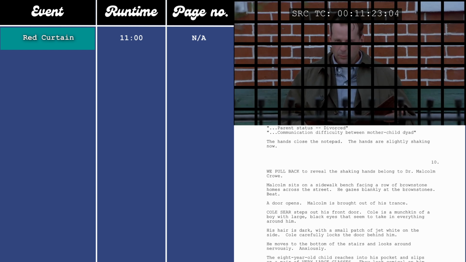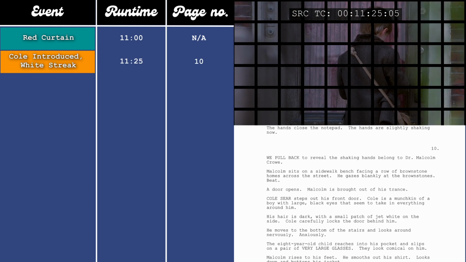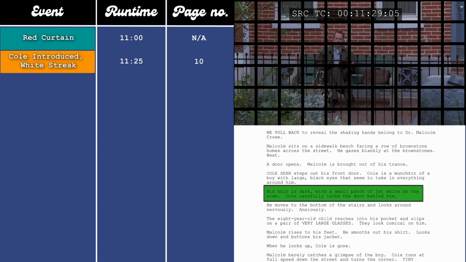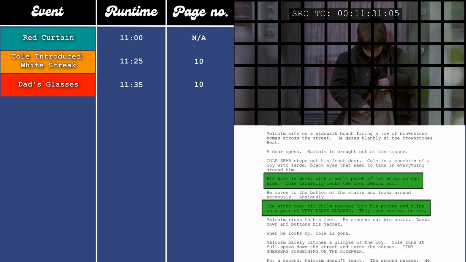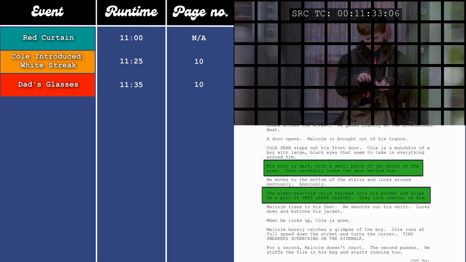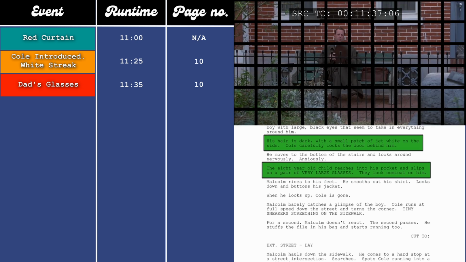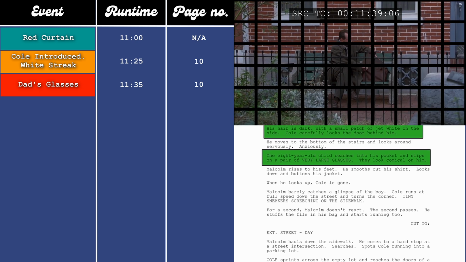Shortly after this, we are introduced to Cole, and we can see that he has the same streak of white in his hair that Vincent did. He then puts on these oversized glasses, which we learn later belong to his dad. One of the main ghosts in the film is the lingering absence of Cole's father, which we see through him wearing his clothing throughout the film.